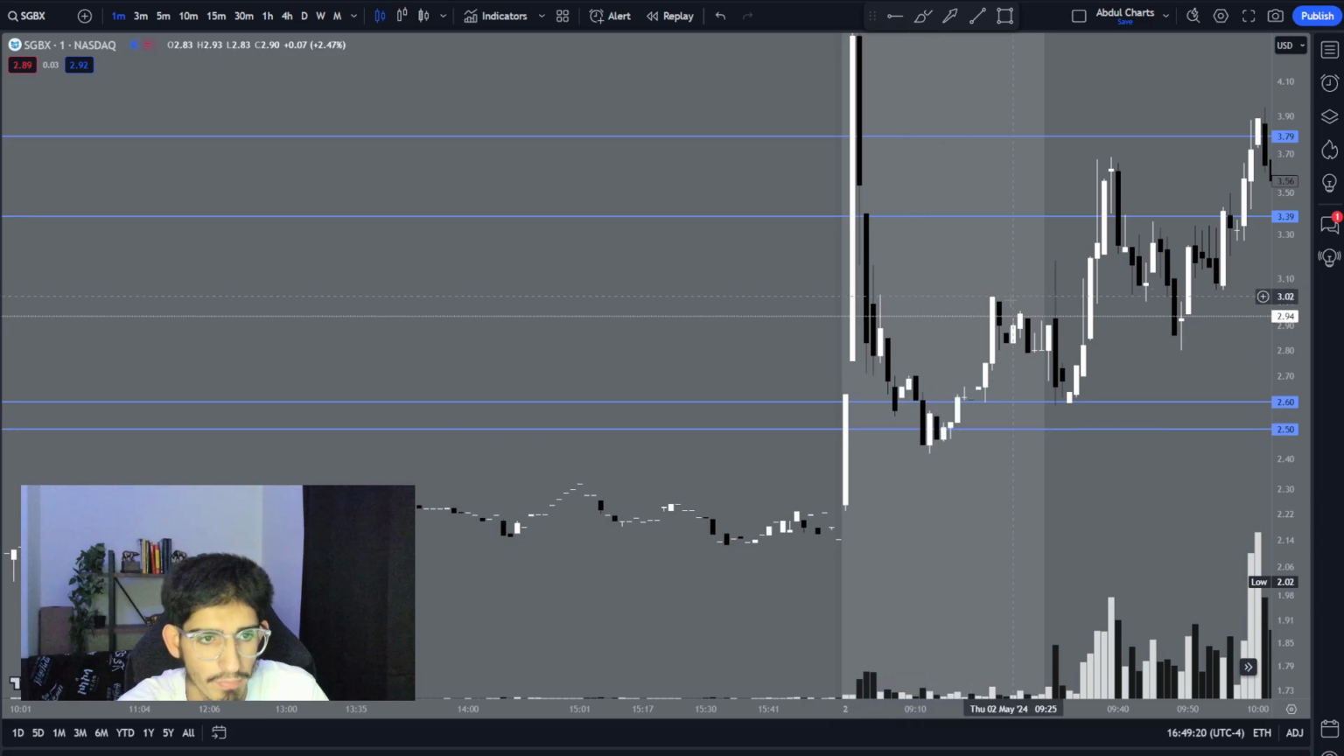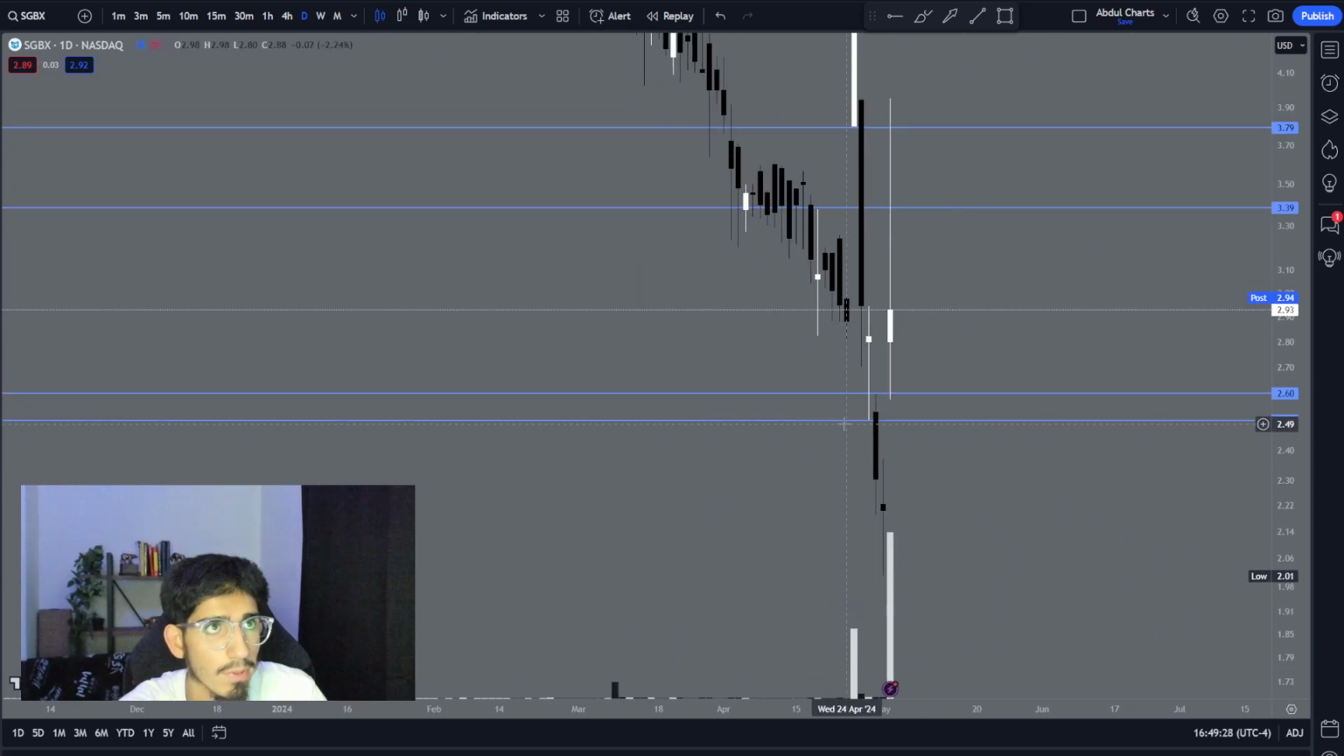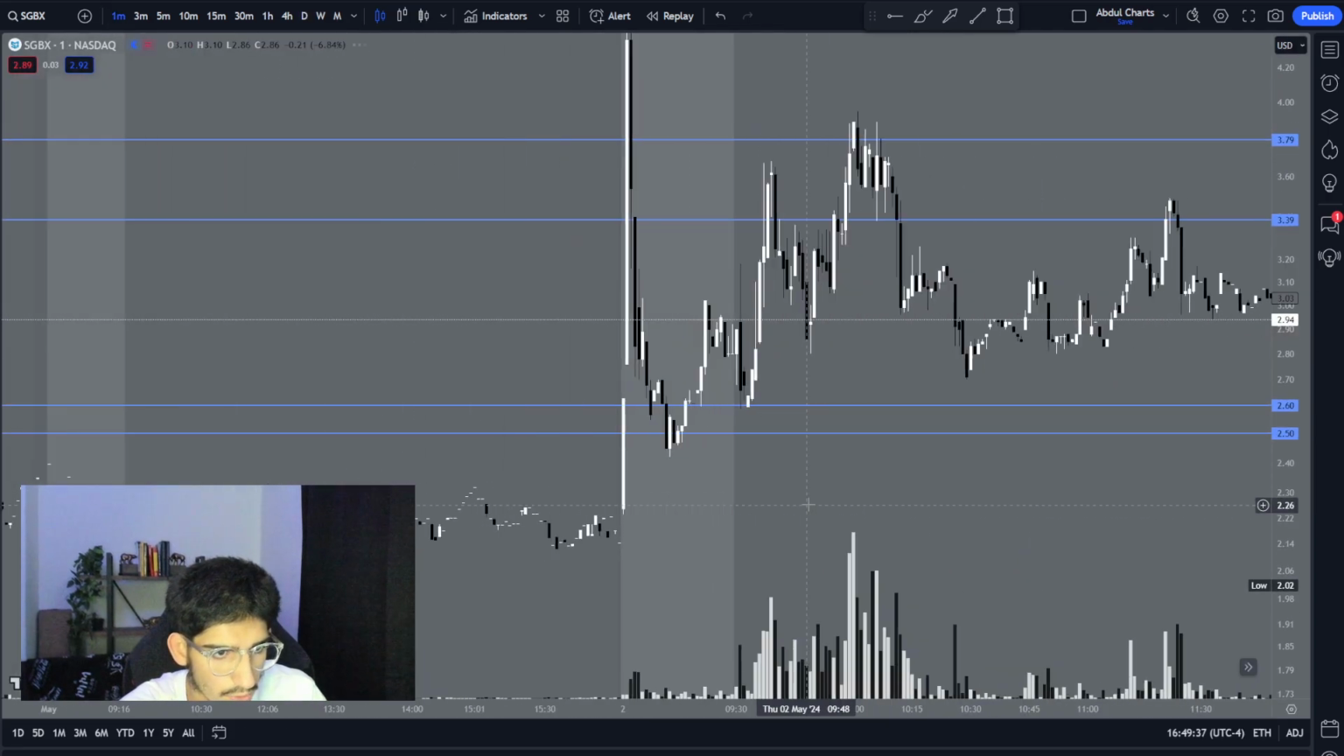We make a pop, massive move to the upside. And then we pull back into old resistance on the daily. Remember, 2.60 was old resistance on the daily. So we grab liquidity below 2.50, grab stop losses, boom. Pull back into 2.60, old resistance, and then we take that trade. All right, we look for that entry.